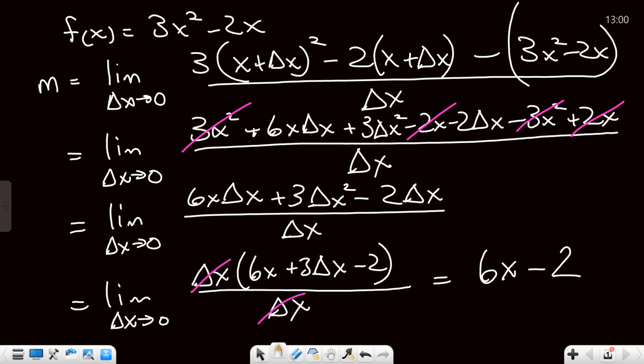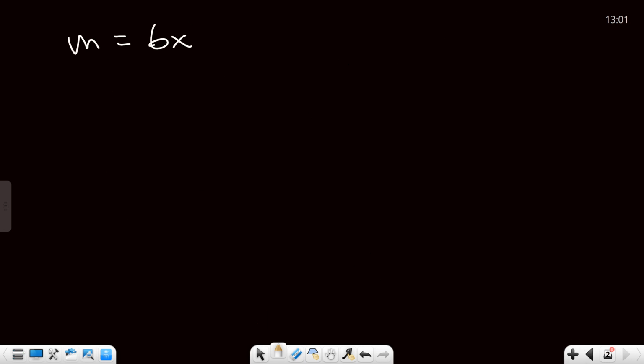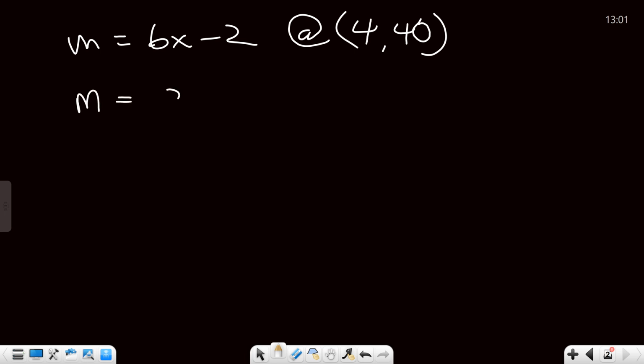Well, let's suppose we put in a point then, because as I showed you in the picture, the slope of the tangent line will change depending on where you are on the function. What point can we put in there? Well, the problem asks you for 4, 40, so let's do that. The slope is 6x minus 2, and we want to do it at the point 4, 40. Therefore, the slope would be equal to 22. That's a big slope, but that's okay.